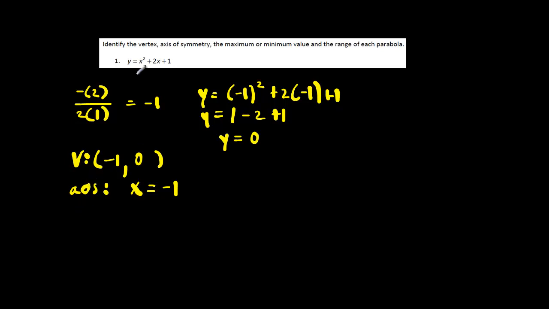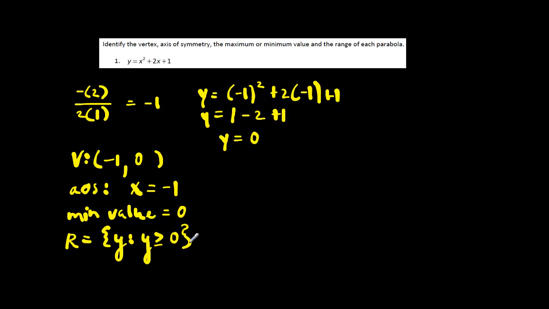The max-min value, the a is positive, so it's going to open up. That means it's going to have a min value. And that min value is 0. It's always the k value. And the range, it's the set of all y's such that y, it opens up, remember, so it's greater than or equal to the min value. And that's it for number 1.